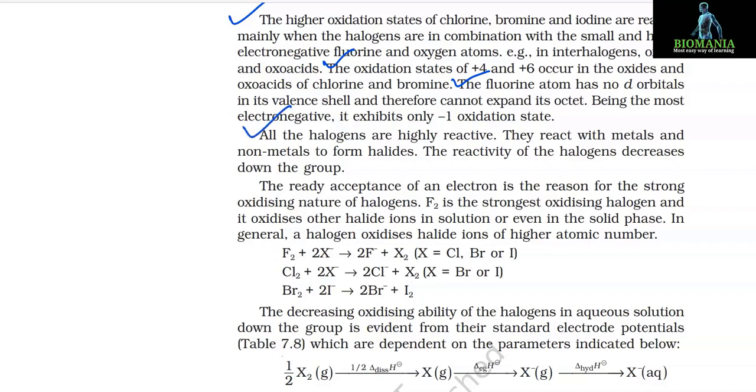All the halogens are highly reactive. They react with metals and non-metals to form halides. The reactivity of the halogens decreases down the group. The ready acceptance of an electron is the reason for the strong oxidizing nature of halogens. F2 is the strongest oxidizing halogen and it oxidizes other halide ions in solution or even in the solid phase. In general, a halogen oxidizes halide ions of higher atomic number.